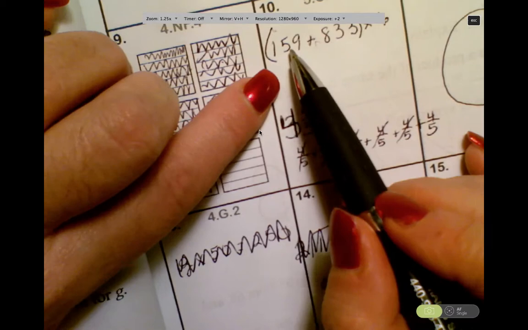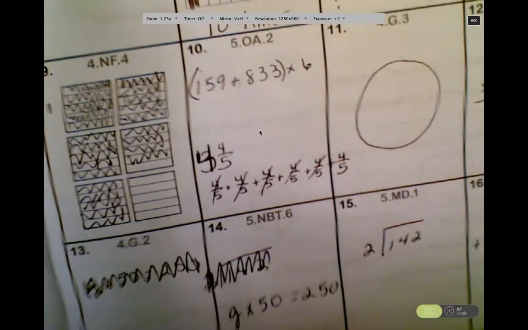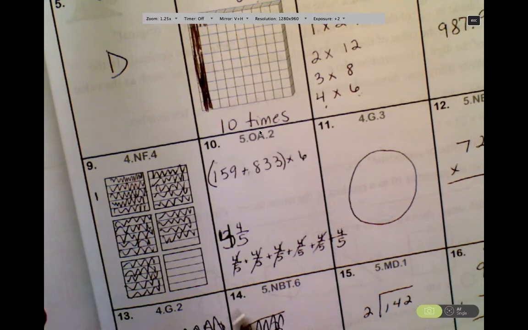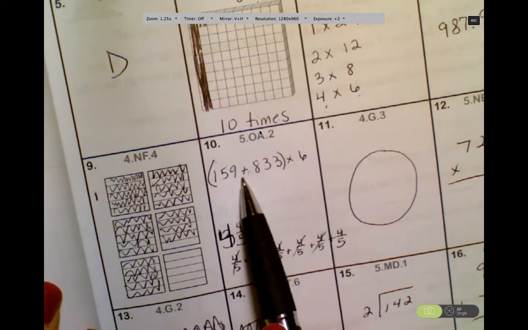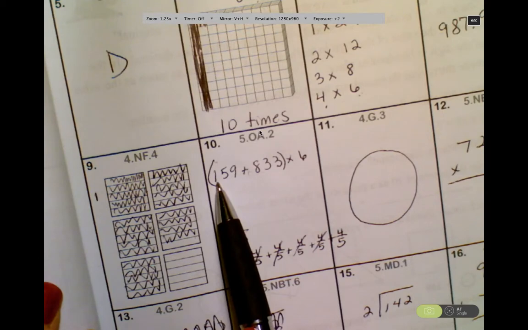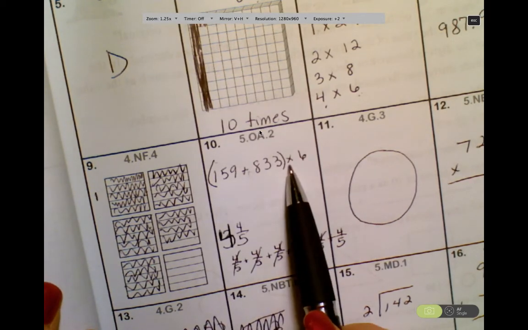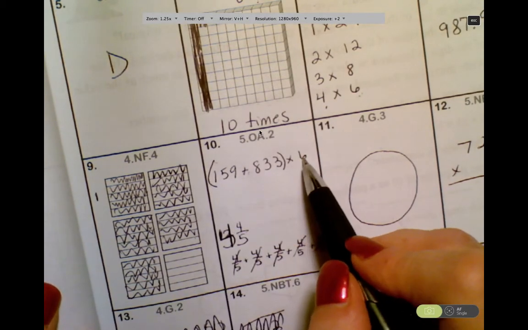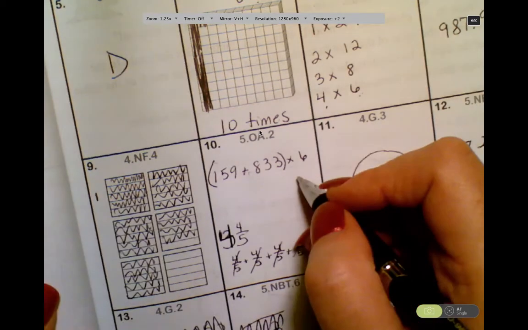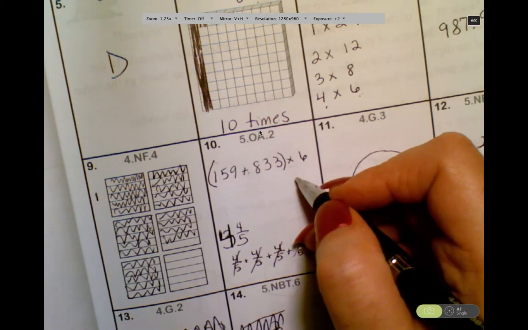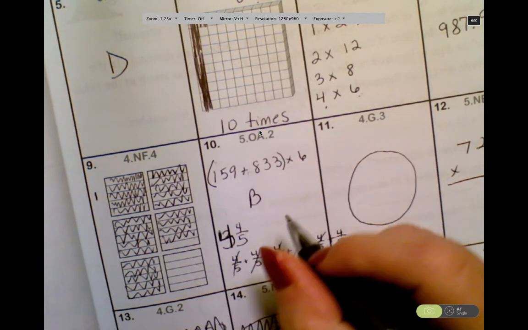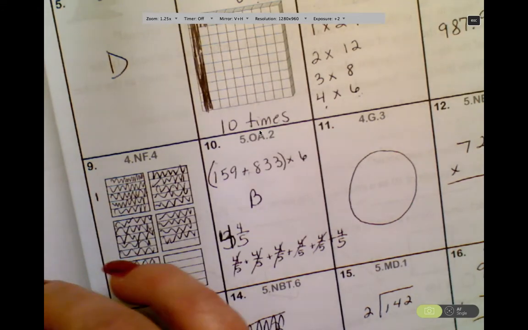All right, let's come over here. I'm going to solve this problem now, and I know I've made a mess in that square, but we needed more room. Number 10. It says choose the numerical expression that represents multiplying the sum of, sum means addition, 159 plus 833 by 6. We are multiplying this times 6. Okay, the sum of that. So this is what it would look like. And if I look, my answer would be B, 833 plus 159 times 6.